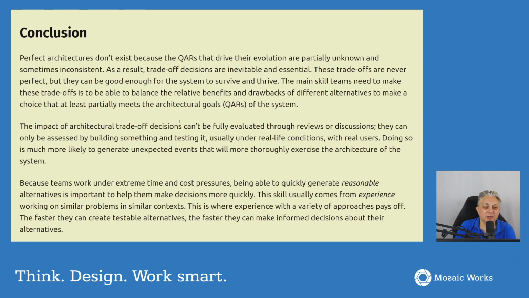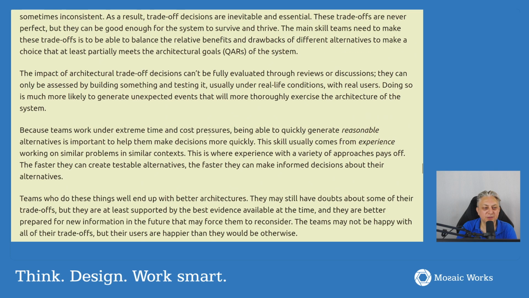Conclusion: perfect architectures don't exist because the requirements that drive the architecture are partially unknown and sometimes inconsistent. As a result, trade-off decisions are inevitable and essential. These trade-offs are never perfect, but they can be good enough for the system to survive and thrive. The main skill teams need to make those trade-offs is to be able to balance the relative benefits and drawbacks of different alternatives to make a choice that at least partially meets the architectural goals of the systems.